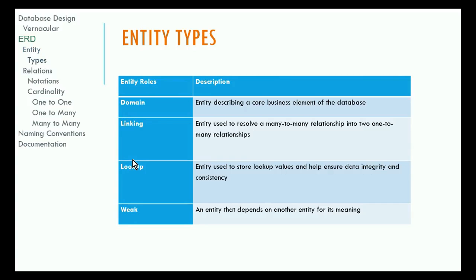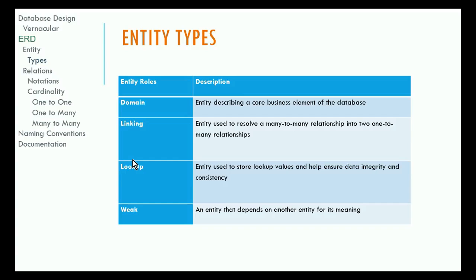There are different types of entities. So these are just a few types of entities. A domain entity is any entity that describes the core business or something to which we're trying to solve the problem with this database. So for example, in a customer relationship system, the customer would be a domain entity. Their phone number may be a domain entity, for example.